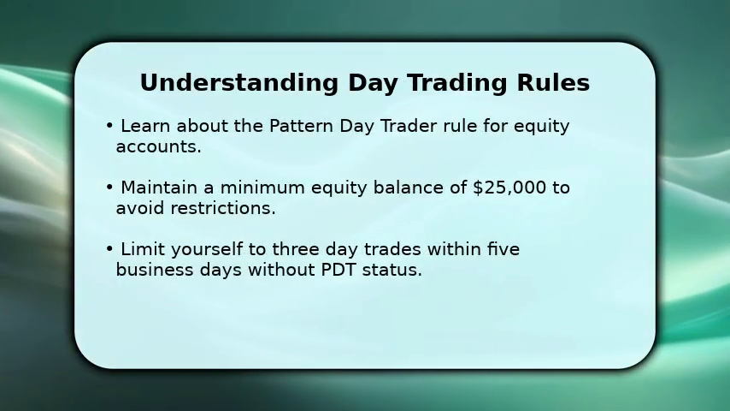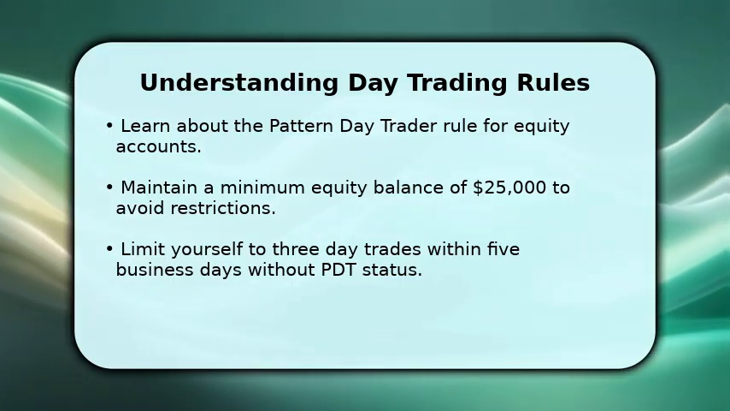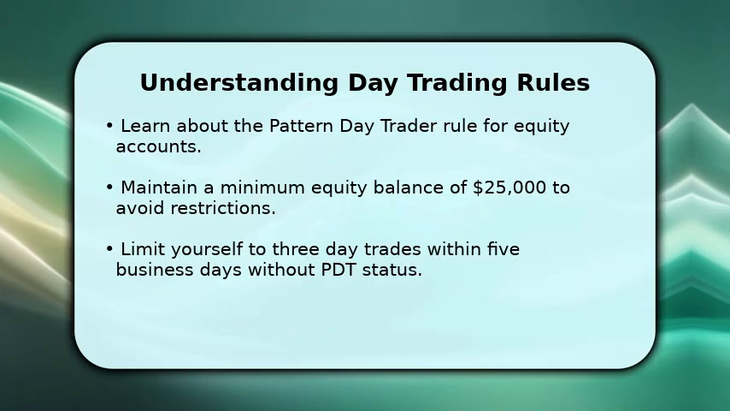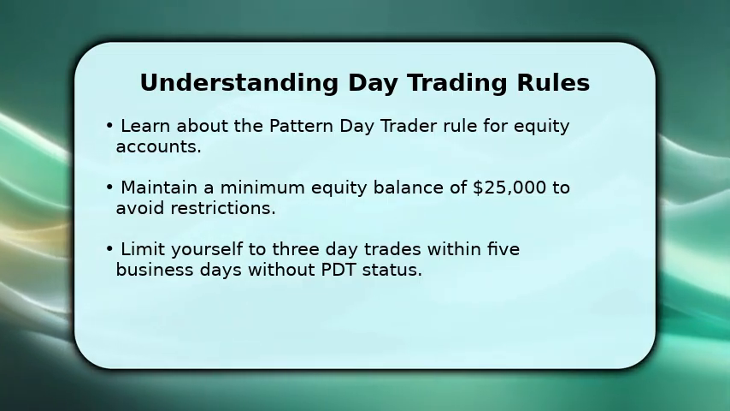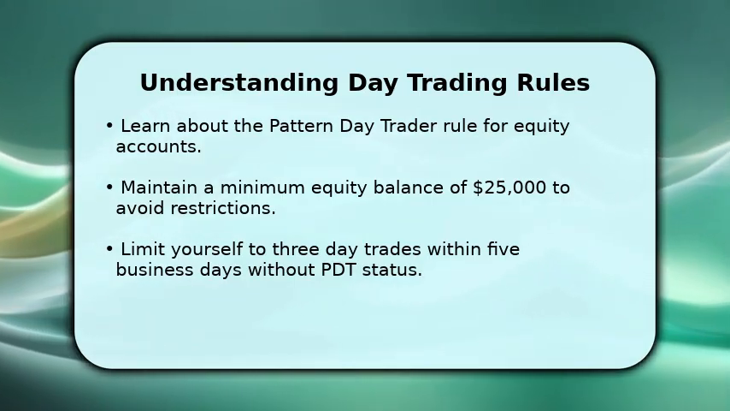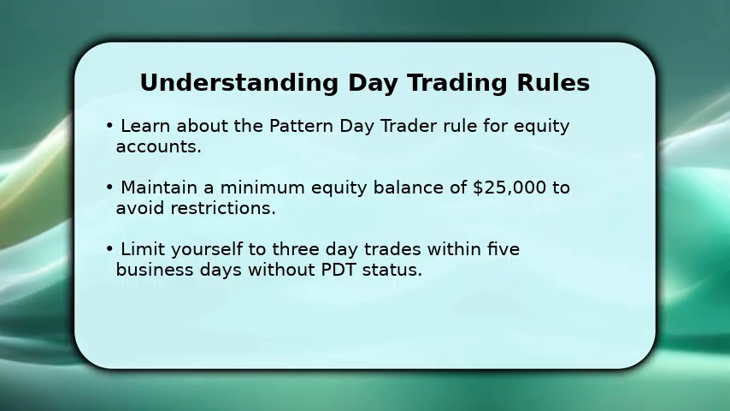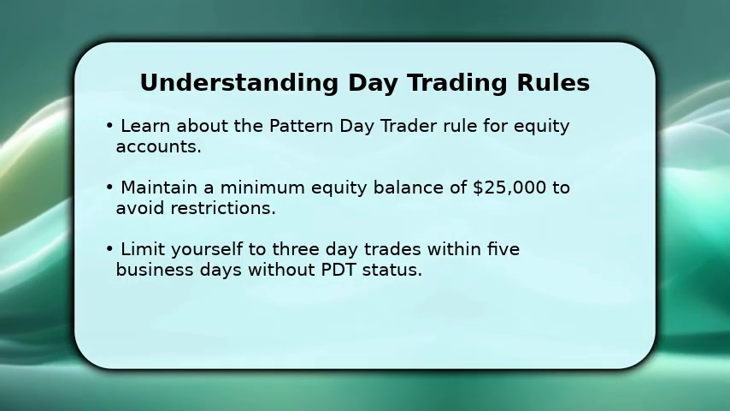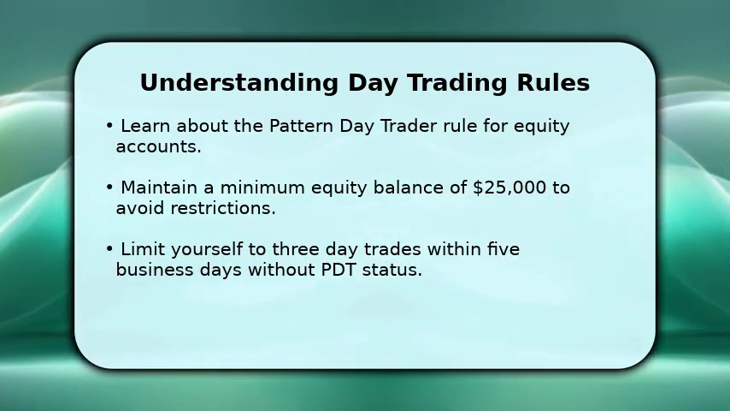Next, it's vital to understand the pattern day trader, or PDT, rule. If you execute 4 or more day trades within 5 business days, you'll be flagged as a PDT. To avoid trading restrictions, you must maintain an equity balance of at least $25,000 in your account. Falling below this threshold can lead to a 90-day restriction on day trading.